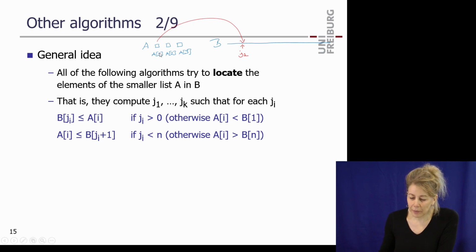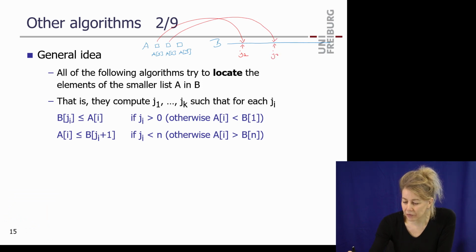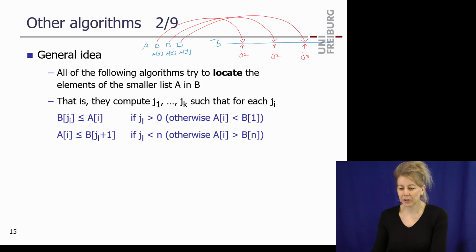So this element A1 somewhere fits in the sorted order of B, between 2 elements of B, and the place where it fits just has a particular index J1. And of course the positions where they fit will be in ascending order, because both lists are sorted. So this second element of A might fit in here, and the third element of A might fit in here. That's basically the picture you should have.